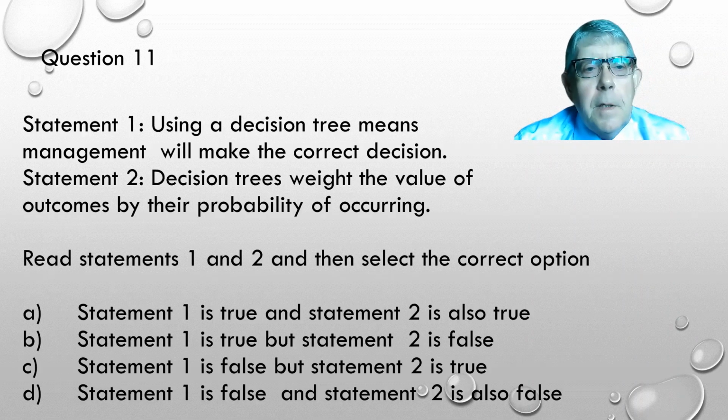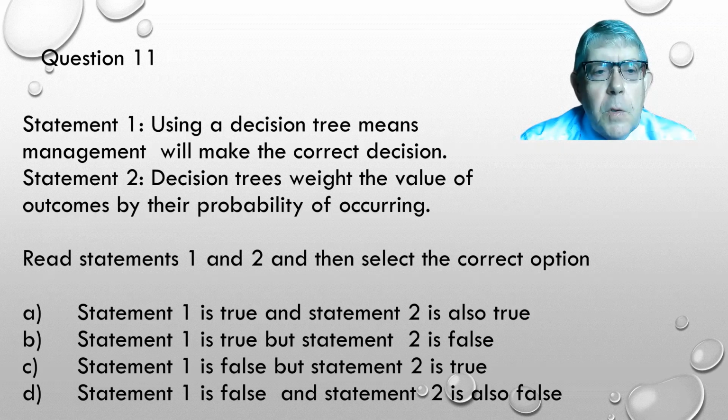Question 11. Statement 1. Using a decision tree means management will make the correct decision. Statement 2. Decision trees weight the value of outcomes by their probability of occurring. Read statements 1 and 2 and select the correct option.